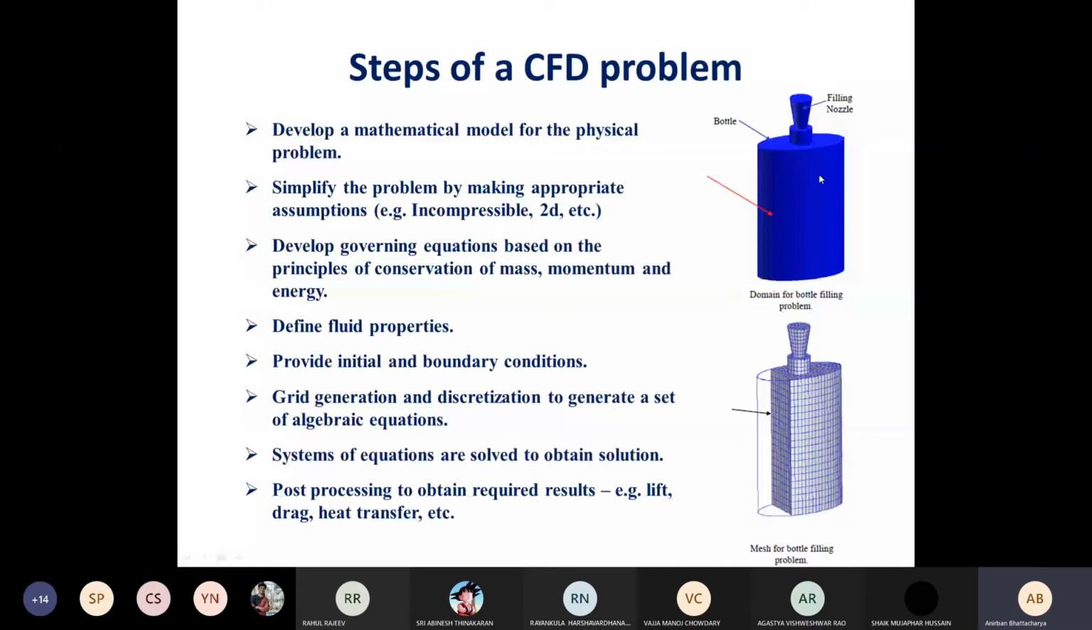Then we need to divide this domain into subdomains like this. This process is known as meshing, and each of these subdomains is known as a control volume, or sometimes they are loosely called grids.